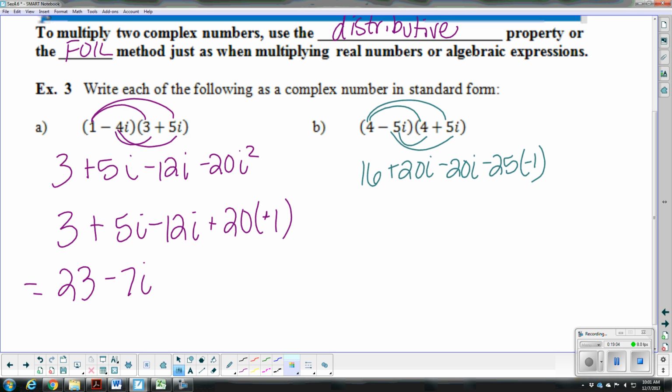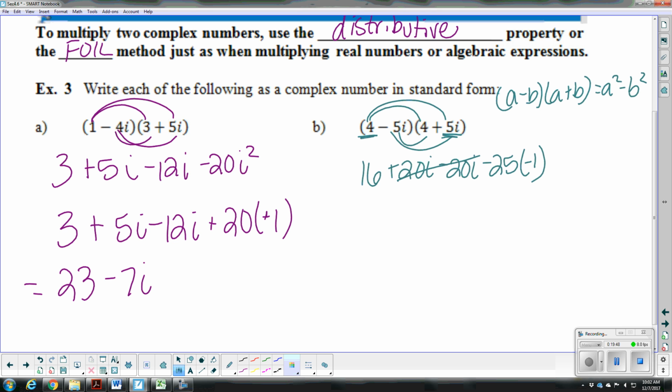We use the difference of perfect squares shortcut, which is a minus b times a plus b equals a squared minus b squared. If we recognize that before we use the FOIL method, we can use that shortcut. Otherwise, you're going to get the same answer if you FOIL. So here, these cancel out, so we are left with a squared, which is 16, minus 5i squared, which is negative 25.